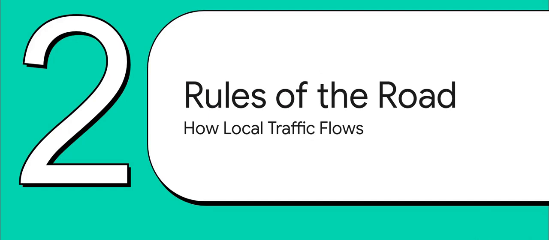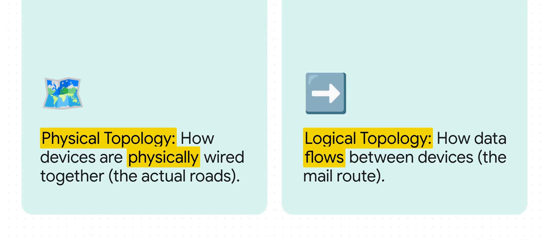Okay, so for our mail carrier to do their job, they need a couple of things. First, they need a map of the neighborhood, and second, they need some clear rules for driving on the roads. Let's look at how all this local traffic actually flows. First up, the map. Now, there are two kinds of maps here. You've got the physical topology, that's how all the devices are literally wired together. You can think of these as all the possible roads in a city.